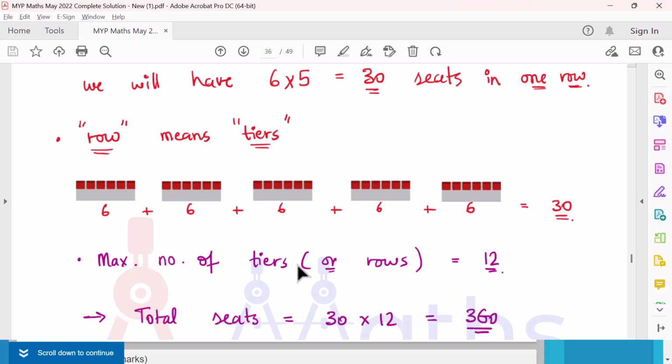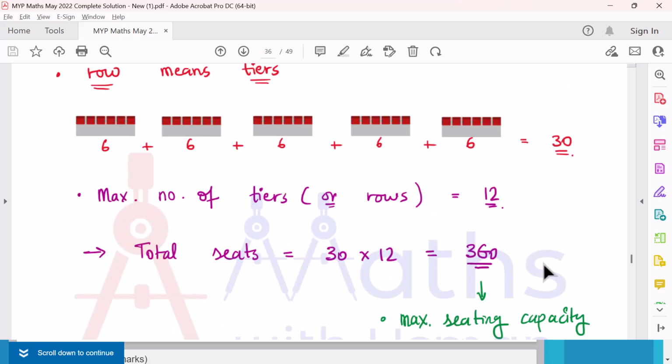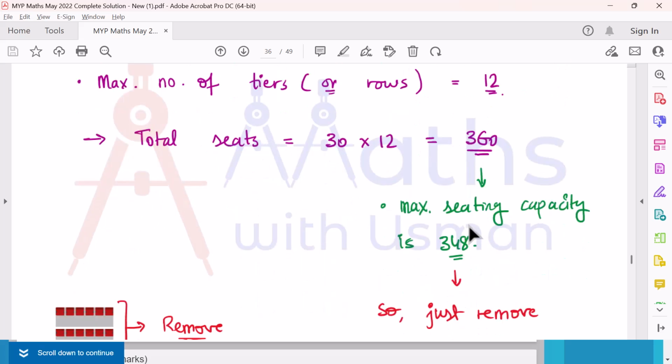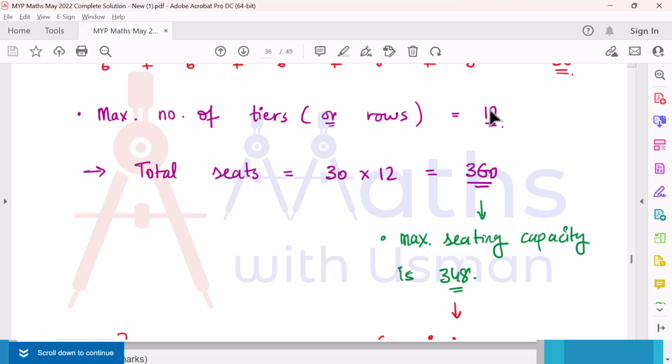And maximum number of tiers that you saw in the previous calculations of the previous parts was 12. So why don't you just multiply 30 with 12 rows. Now you would see one mistake over here. You've crossed the maximum capacity of 348. So why don't you just have 11 rows? Don't have 12, have 11 rows, or maybe have 10 rows.